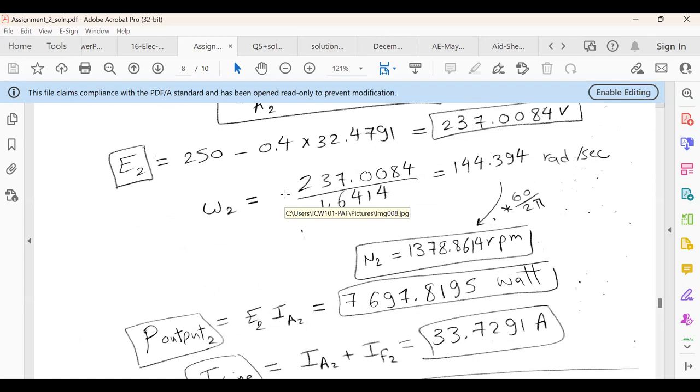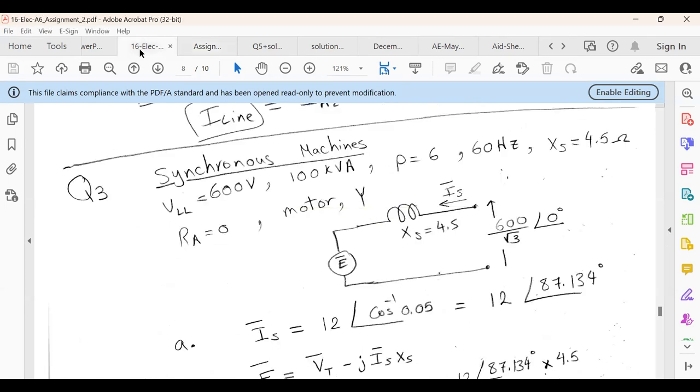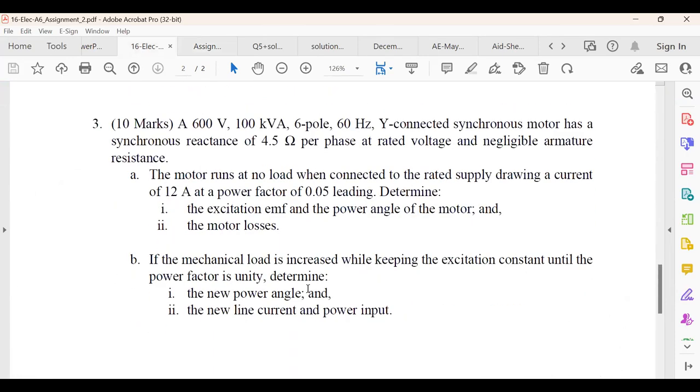Okay, so for the last one, very quickly, is the synchronous motor. So this one is interesting, actually.